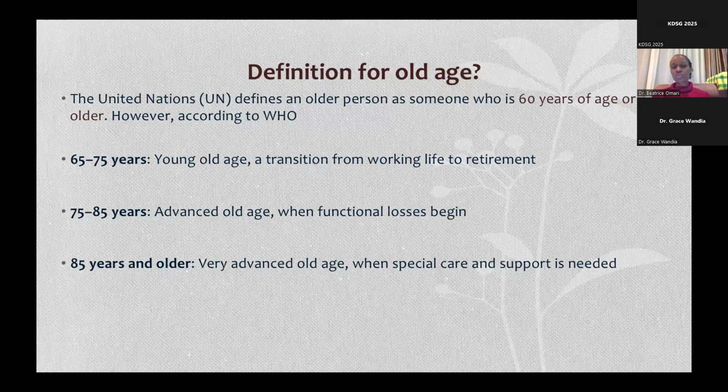Then patients who are 85 and older are classified as very advanced old age. These are patients who need to accept that special care and support is needed. One of the challenges I see with elderly patients is that they do not accept that as they're growing old, they need more assistance. So it is imperative that their support system, whether it is their children, grandchildren, whoever is available, be aware that even if this person reasons in a rational way, they require special care and support.